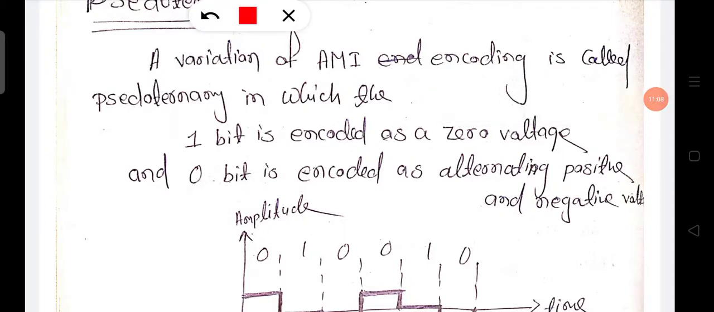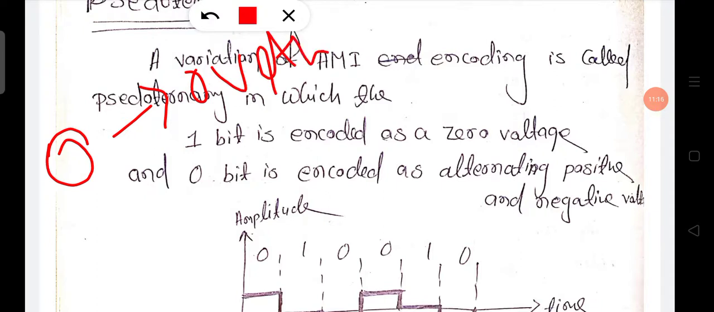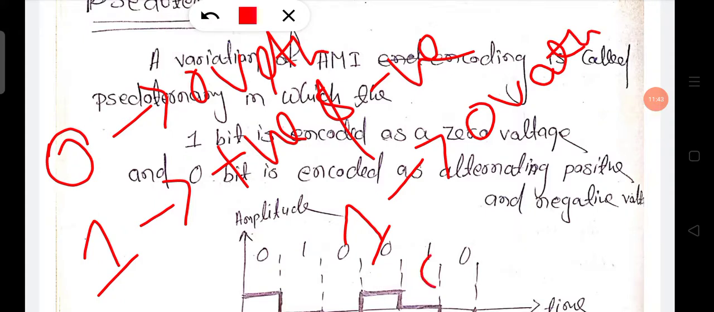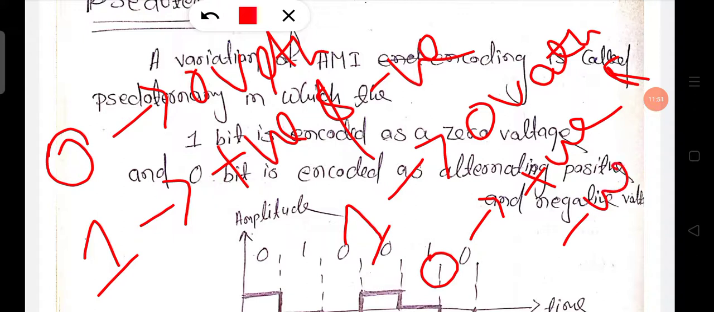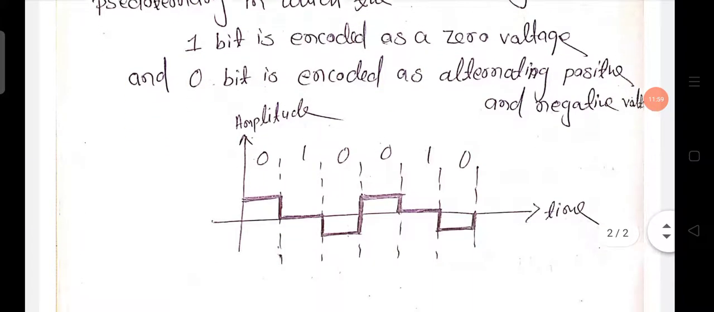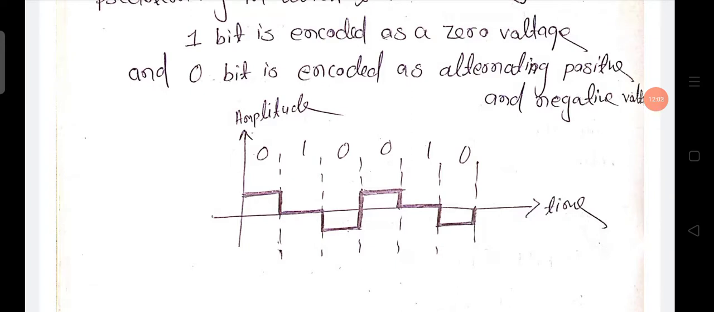In AMI, binary 0 represents 0 volt, and 1 is represented alternately as positive and negative. But in Pseudoternary, the reverse happens. Binary 1 represents 0 volt, and binary 0 is alternately encoded as positive volt and negative volt. You see, this is the reverse of AMI. By using this reverse concept, let's see one waveform.